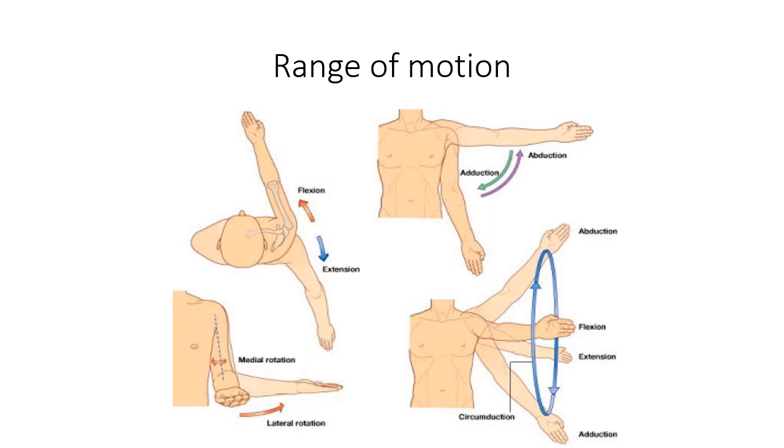Lateral rotation is rotating the arm away from the body. Medial rotation is rotating the arm toward the body. And circumduction. The shoulder joint is a ball and socket joint. It is a shallow joint and it has a high range of motion that makes the shoulder joint the most dislocated big joint in the body.